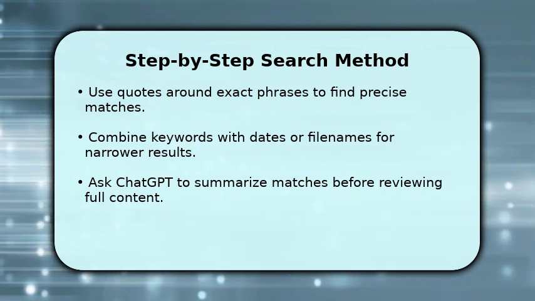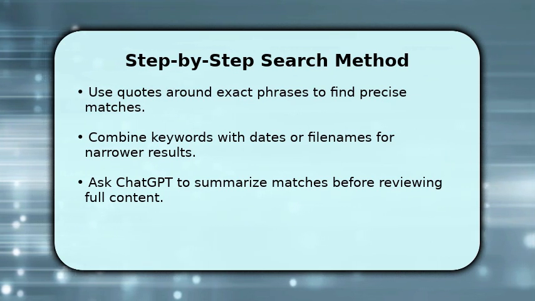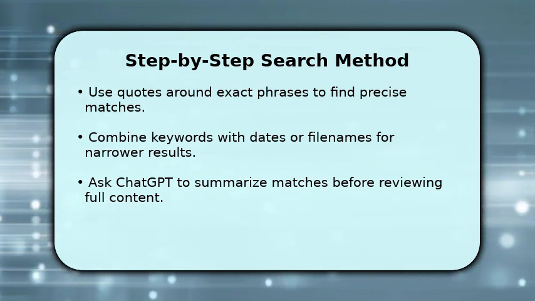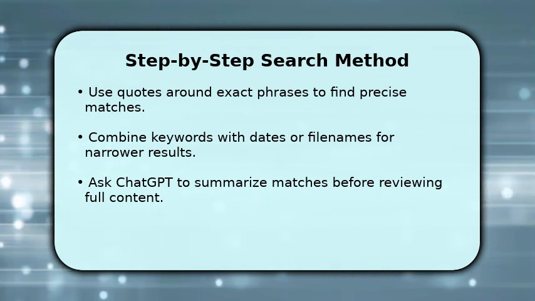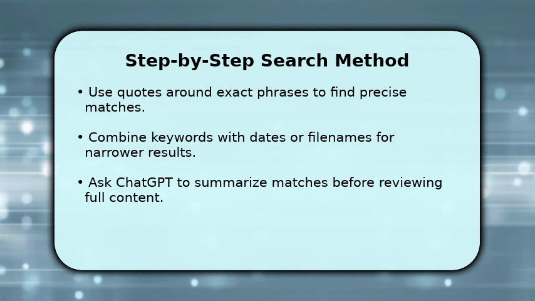If too many hits appear, ask ChatGPT to summarize the top matches in one paragraph. Then request only the full sections you need. This sequence saves time and reduces scrolling through long threads.